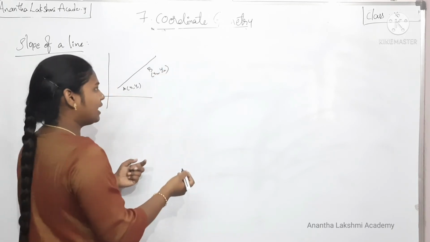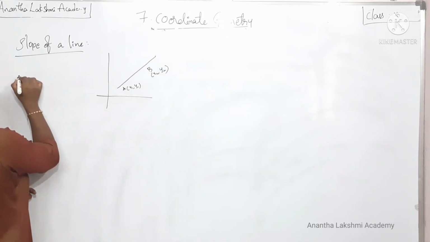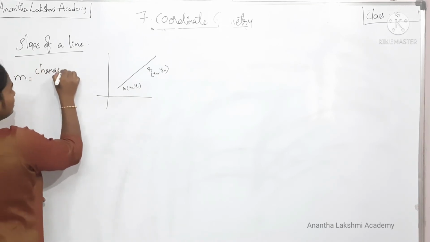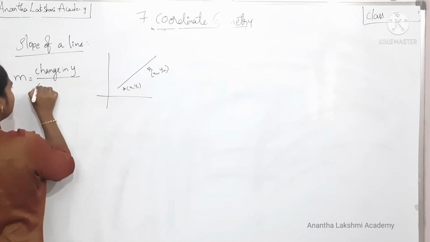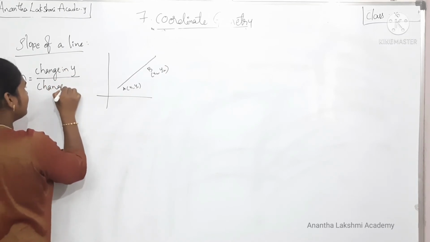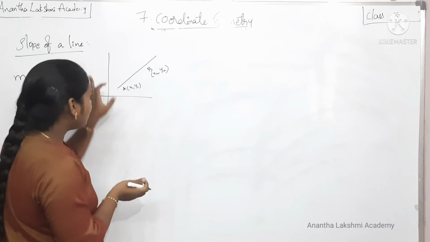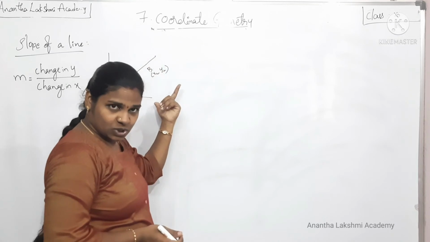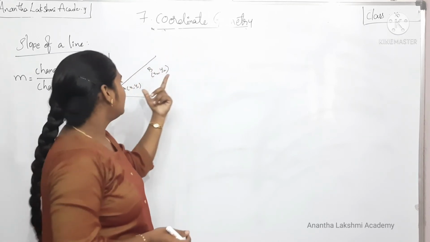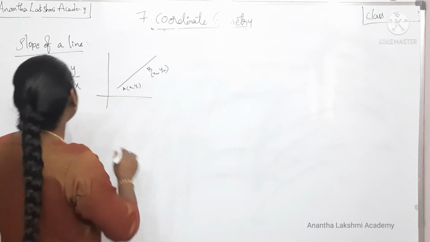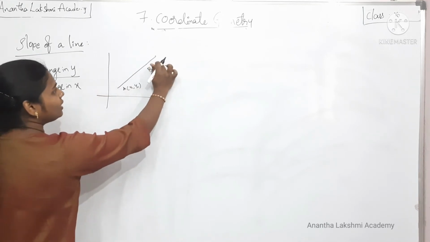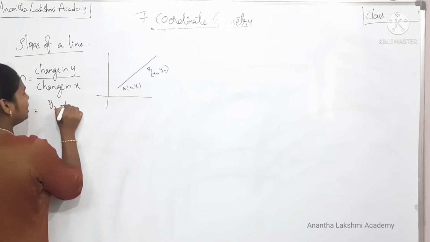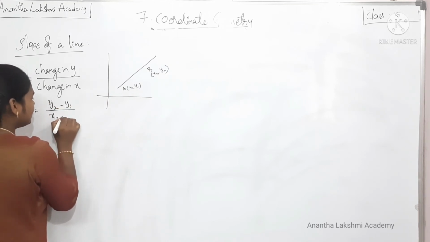The slope of a line is denoted by small m, which is change in y by change in x. What are these changes? By moving from point A to B, there is some change. Now the distance is increased, right? What is that change? That is nothing but from y1 it has gone to y2. So y2 is greater: y2 minus y1 by x2 minus x1.